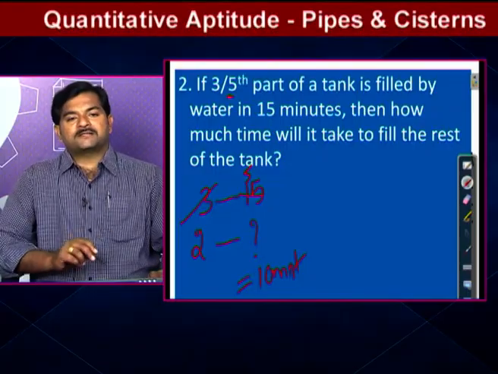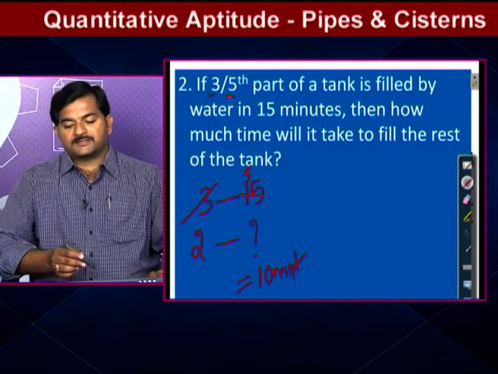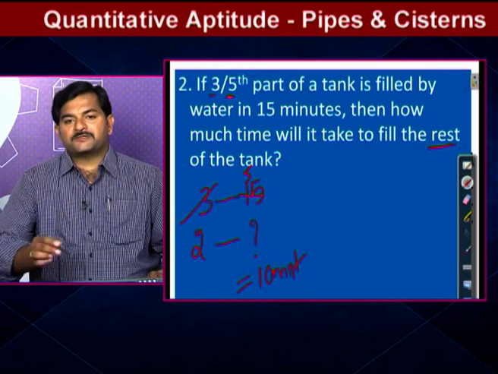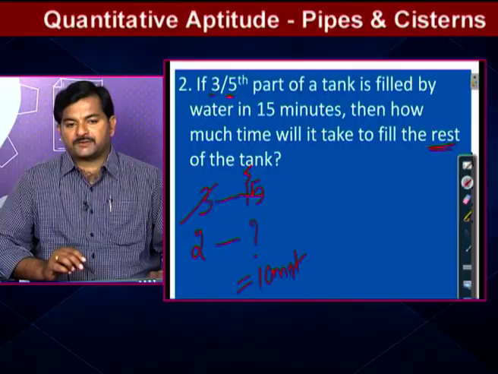Remember, in this concept the way of doing the question is very easy, but the concept is that the work is in terms of fraction. So since work is in terms of fraction, the whole work is considered as 5 units. Already finished 3 parts. So remaining, he asked you to find out the rest. So rest means how many parts? 2 parts. Hence the answer for the second question is 10 minutes. So this is the way to solve the second question.